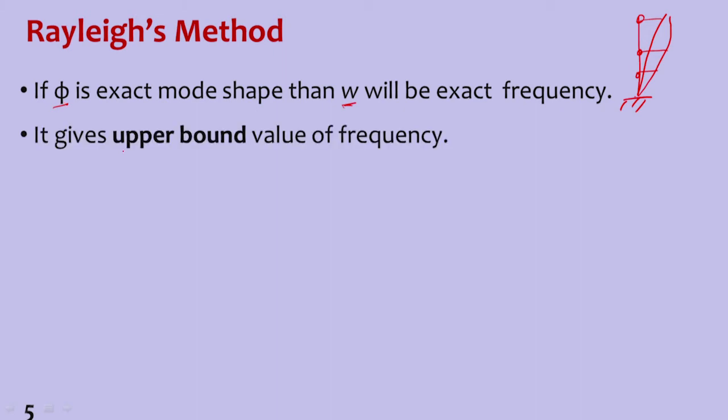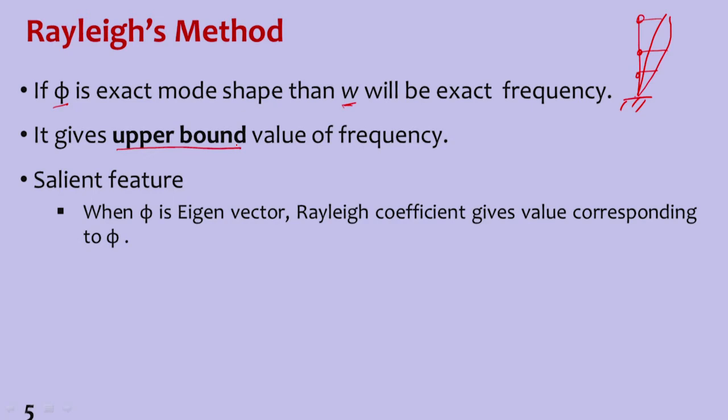Any mode shape whatever we assume cannot give the exact, so the lower value of energy. That means any mode shape we are assuming will give an upper bound value of frequency. Whatever the original frequency is, we will get a slightly higher frequency in Rayleigh's method.